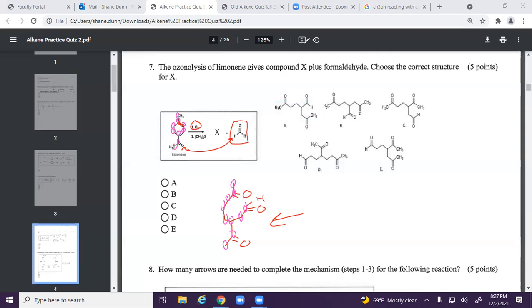Which one of them out of the 5 is completely different than the rest? D. So D is not the right answer because it's completely odd looking, right? It looks odd. Second thing, it needs to have this C-like structure because the double bond was inside the ring. So that's why the C-like structure is there.